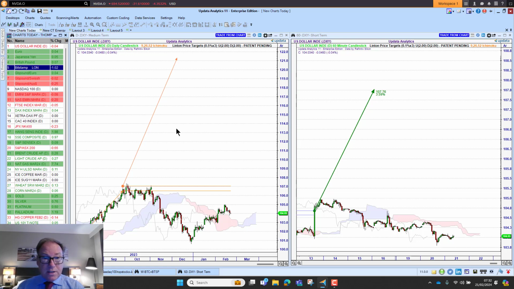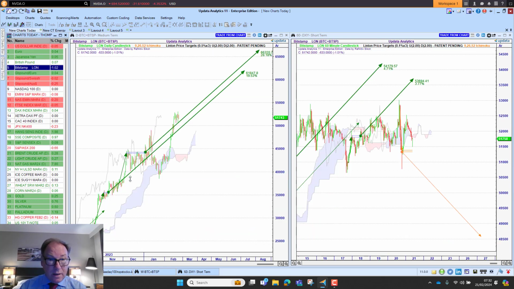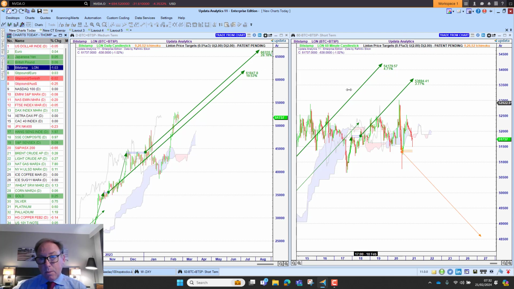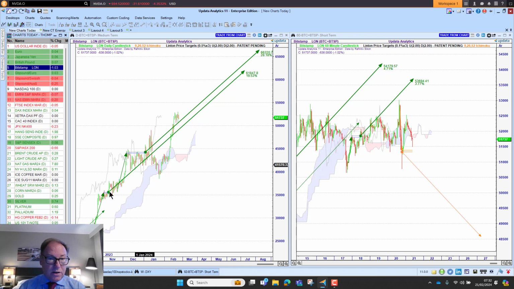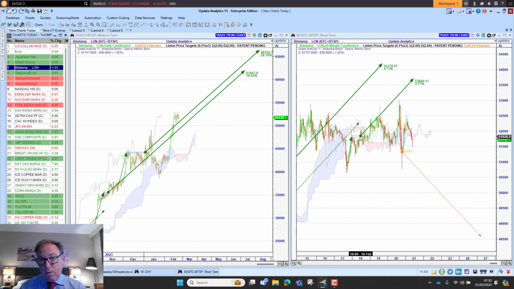Looking at Bitcoin, we're seeing some quite big moves here. The longer-term targets in train, 62,000, 66,300, but interestingly, we had these shorter term targets given. The dots are where the targets were given. That's a new feature in Updater.